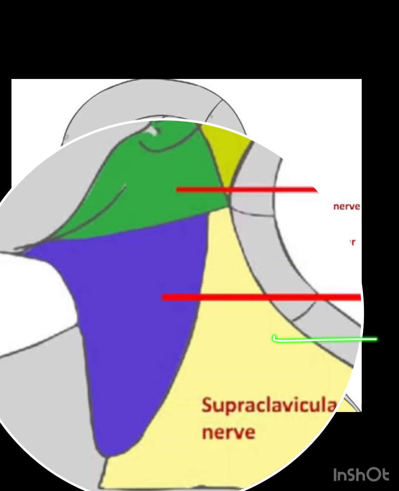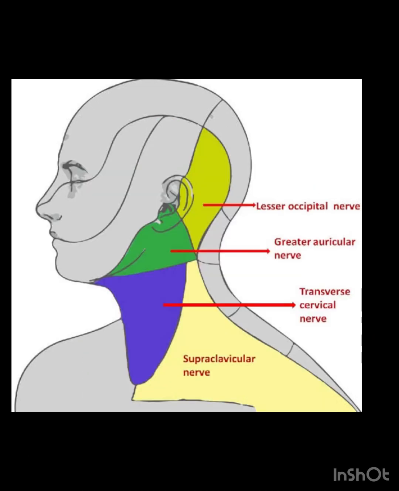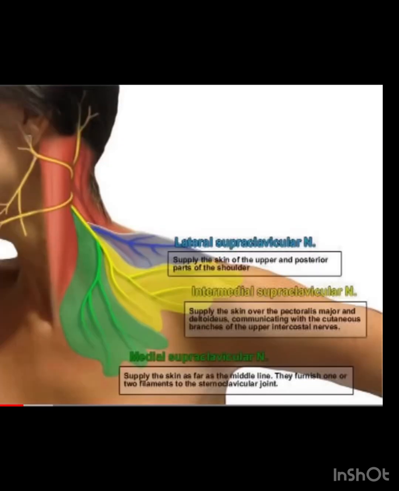Transverse cervical provides sensation to the skin overlying the anterior and the lateral aspect of the neck, and the supraclavicular nerve supplies the skin over the supraclavicular fossa, clavicle, upper chest below the clavicle, and the sternoclavicular joint.